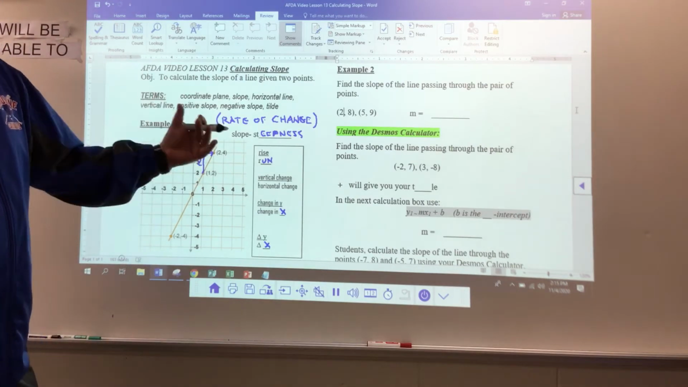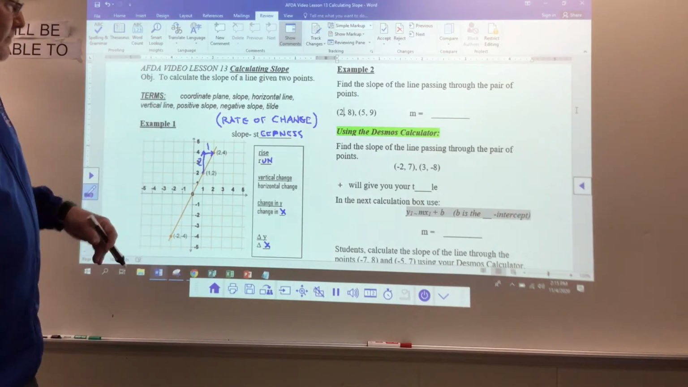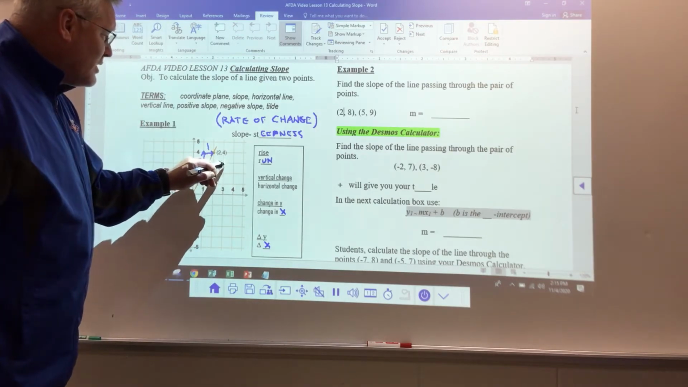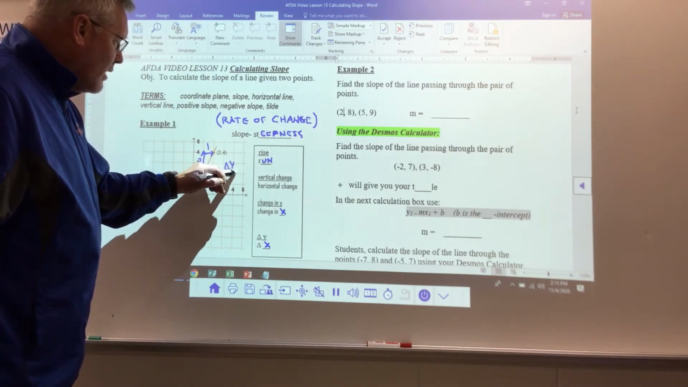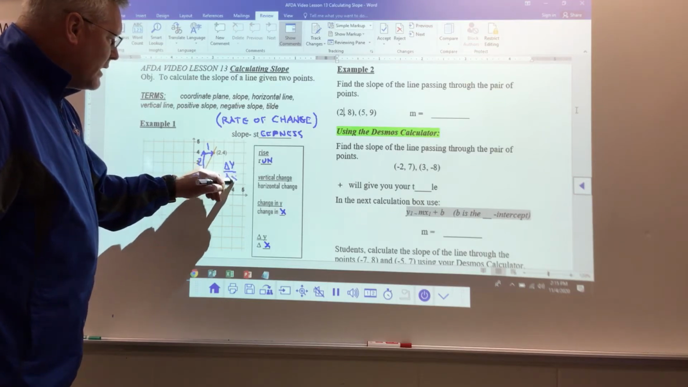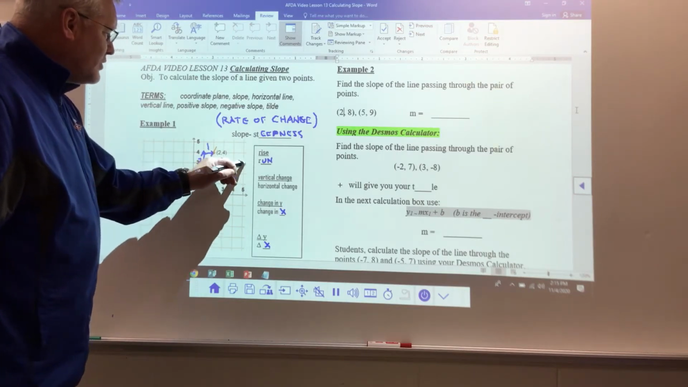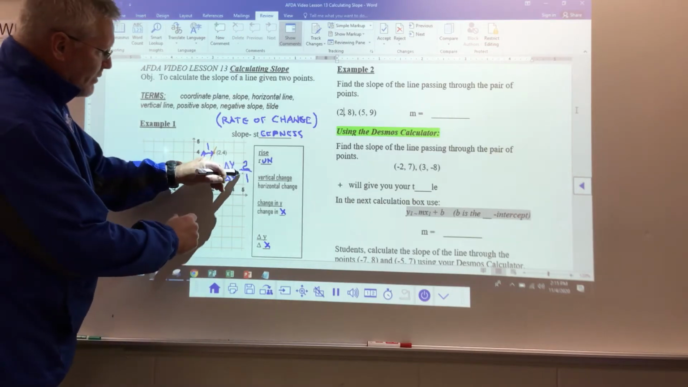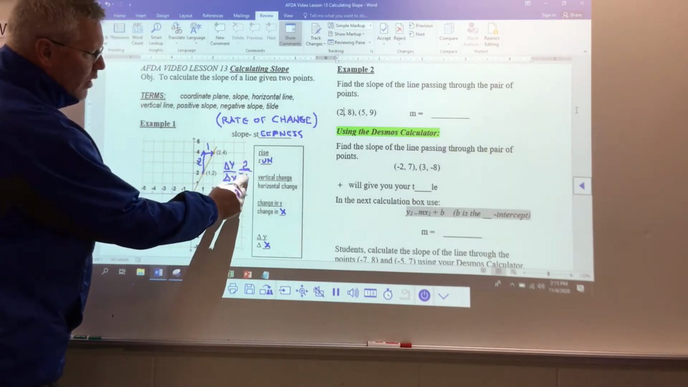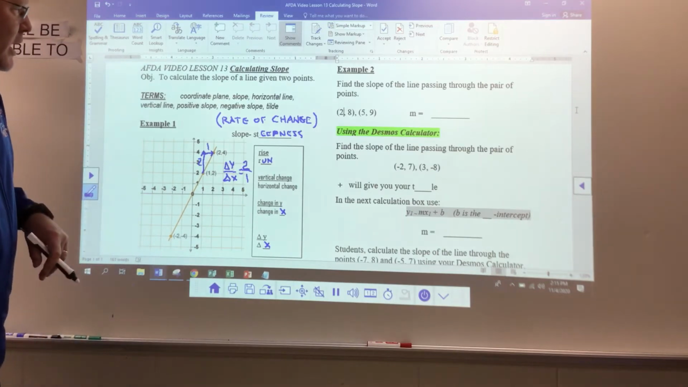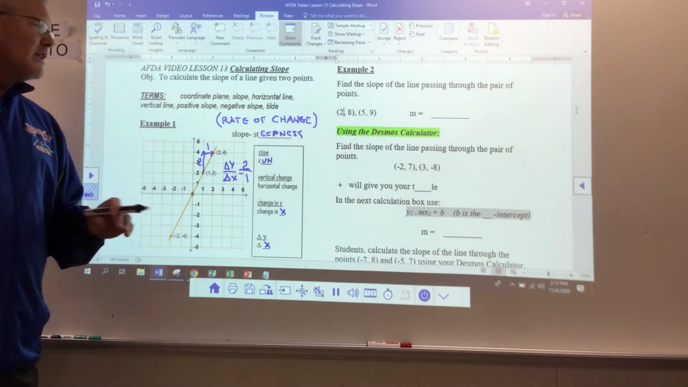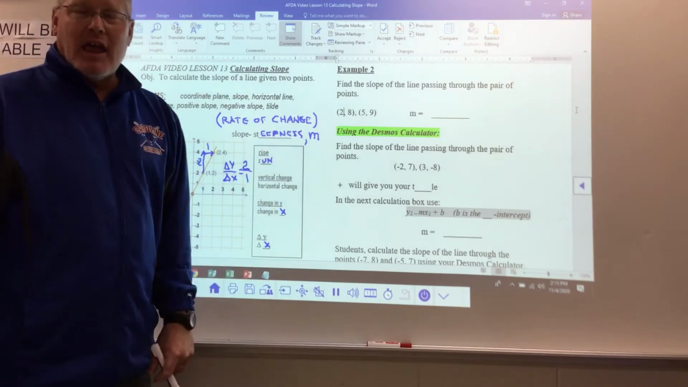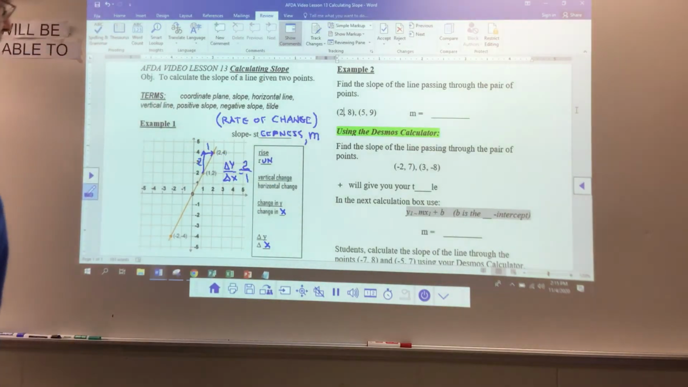So I have the numbers that I need to form the fraction that is slope. A lot of times you'll see me write down delta y over delta x. And the change in y was 2 over the change in x is 1. So the slope of that line is 2 over 1, or just 2. Now, sometimes they use a letter also to represent slope. They use the letter M to represent slope.